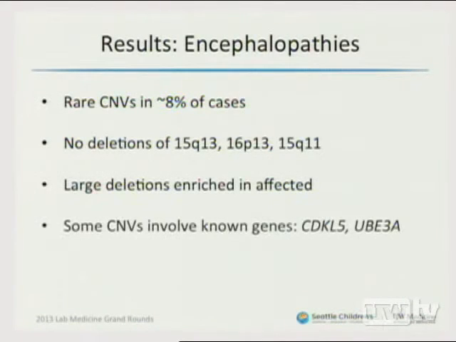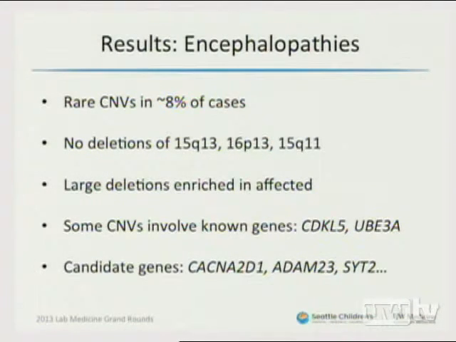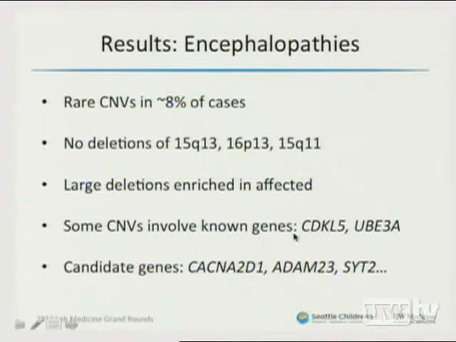These are some of the take-home points of that study. In general, we found 8% of cases. Interestingly, we didn't find any of those 3 deletions we found in the generalized epilepsies in this cohort. And this really just speaks to the fact that these are different diseases. So the epileptic encephalopathies probably have a different genetic architecture than the milder generalized epilepsies. We did find an enrichment of large deletions in our patients, which is not unexpected. And we found both deletions of known epilepsy genes as well as identified some novel candidates that I'll tell you about.